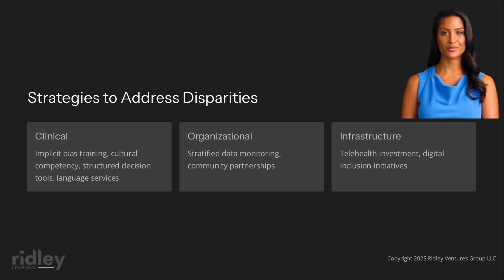Organizational strategies include routine collection and monitoring of data on rehabilitation access and outcomes stratified by race, ethnicity, geography, and socioeconomic status, enabling identification of disparities and evaluation of improvement efforts. Community partnerships with organizations serving disadvantaged populations can improve outreach, reduce barriers to engagement, and build trust that facilitates healthcare utilization. Investment in telehealth infrastructure and digital inclusion initiatives addresses technology barriers that might otherwise limit the equity benefits of telerehabilitation approaches.